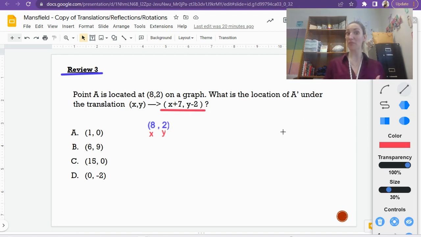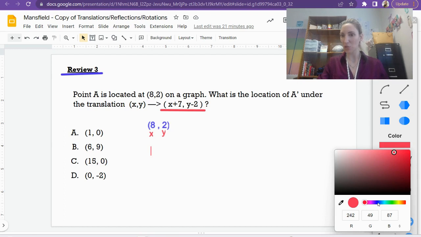Whatever X is, I have to add 7 to that. Whatever Y is, I have to subtract 2 from that, right? Okay, so my X is 8. So I'm supposed to do 8 plus 7, right? This is the transformation that's happening over here.